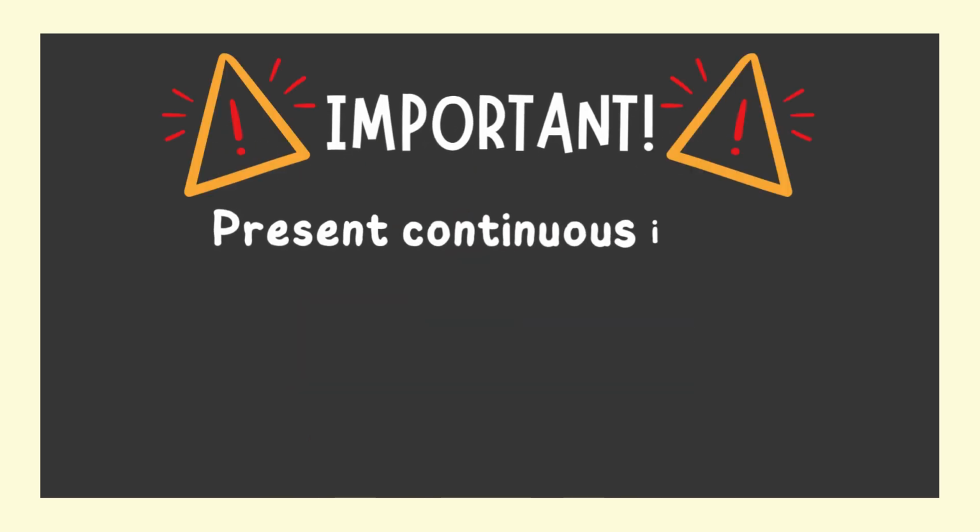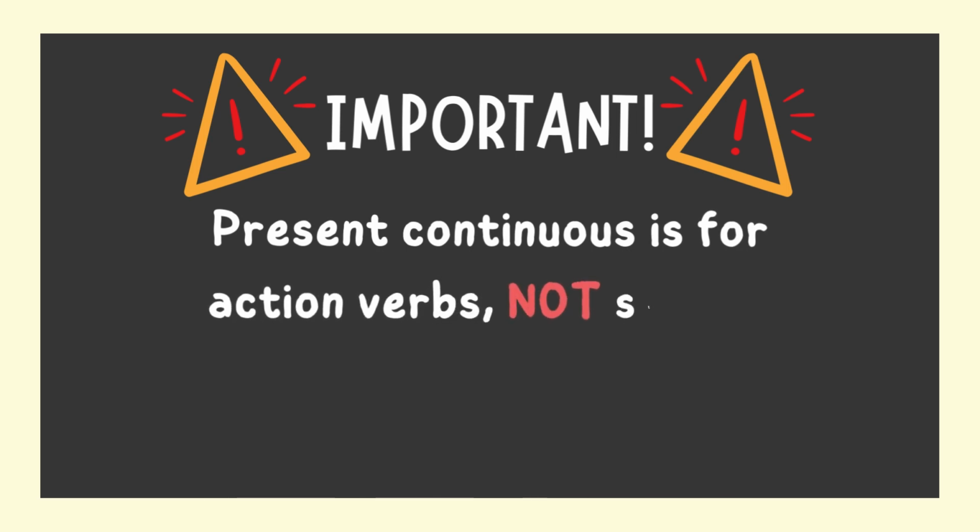This is important. A common mistake that new English users make is to use the present continuous for stative verbs. The present continuous is only for action verbs. Stative verbs are verbs like dislike, hate, love, have, own. If this is something that's confusing for you, I can make another video about action versus stative verbs. Let me show you how you should not make the sentences.